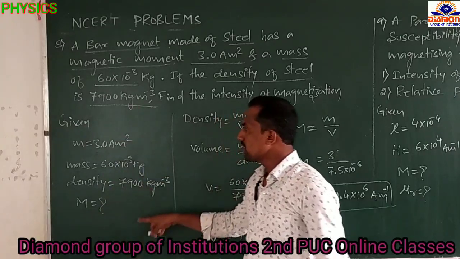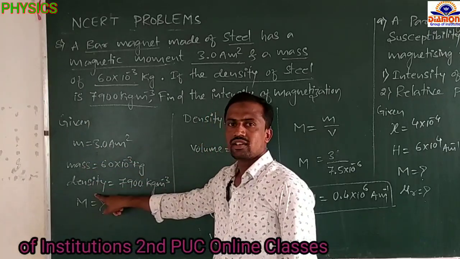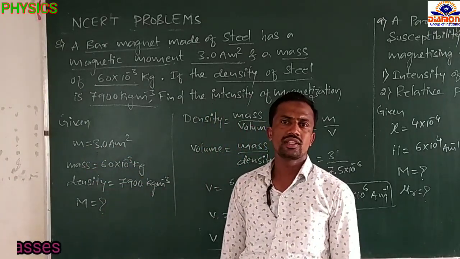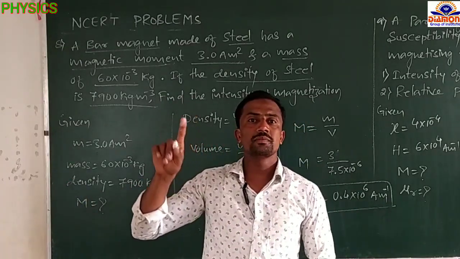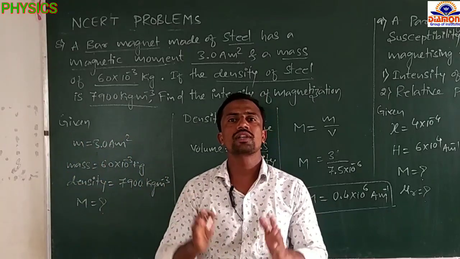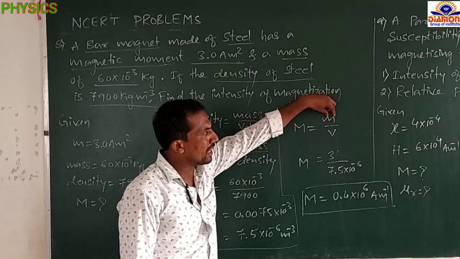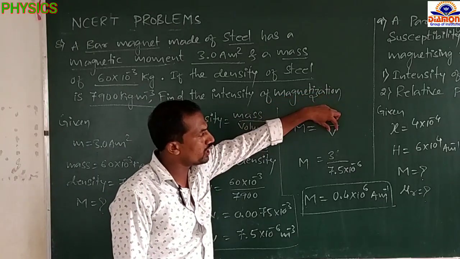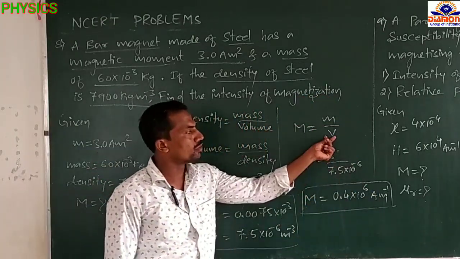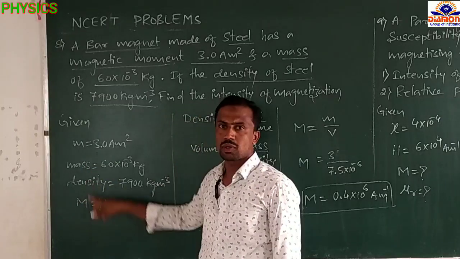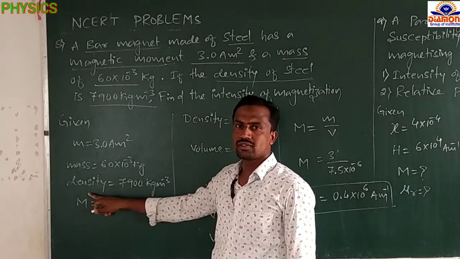In this given problem, three values are given: magnetic dipole moment, mass, density. We are calculating intensity of magnetization, which we discussed in the last class. What is the formula? Net magnetic dipole moment per unit volume. That's why we are writing the formula M equals net magnetic dipole moment per unit volume. Magnetic moment value is given as 3, but volume value is not given in this problem. But which values are given? Mass is given, density is given.